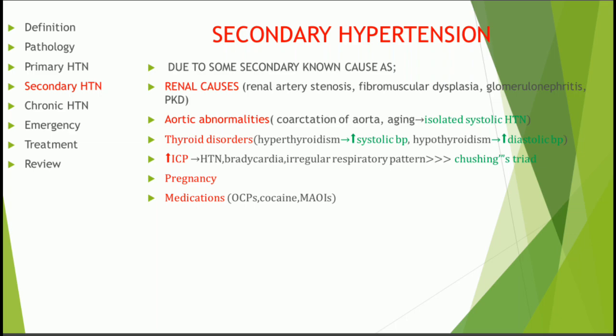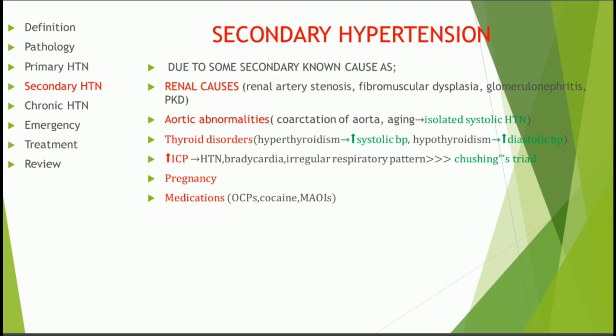Thyroid disorders. Both hyperthyroidism and hypothyroidism lead to hypertension. Hyperthyroidism results in increased cardiac output, which may result in increased stroke volume, leading to increased systolic blood pressure with normal diastolic blood pressure. Whereas hypothyroidism results in increased renal retention of sodium, resulting in increased peripheral resistance, leading to increased diastolic blood pressure with normal systolic pressure. So, hyperthyroidism causes isolated systolic hypertension, whereas hypothyroidism results in isolated diastolic hypertension.